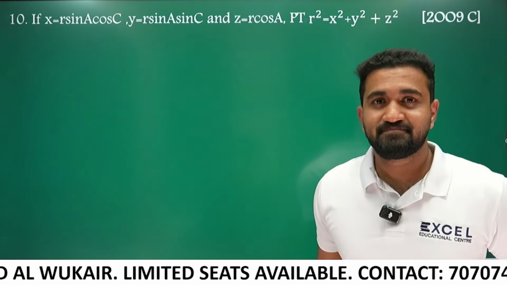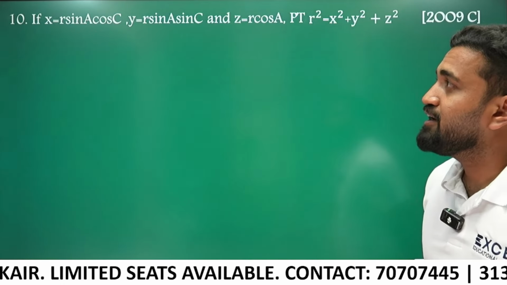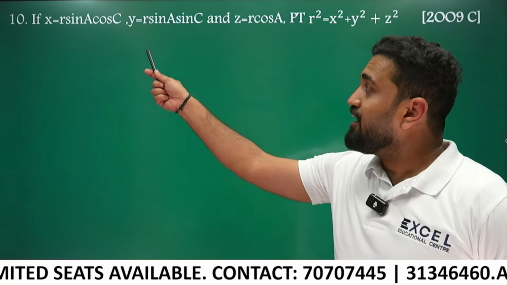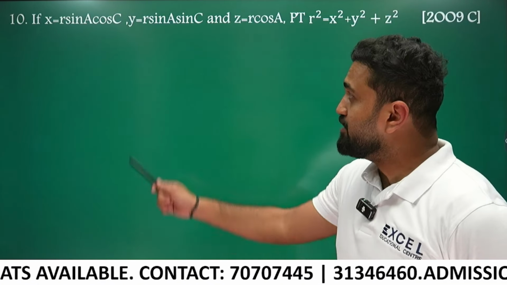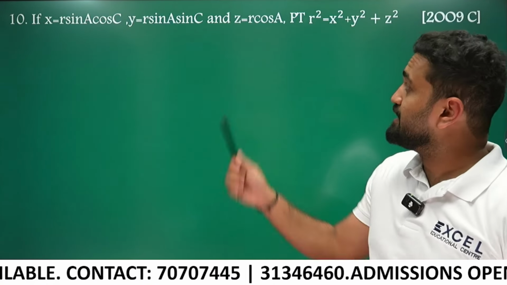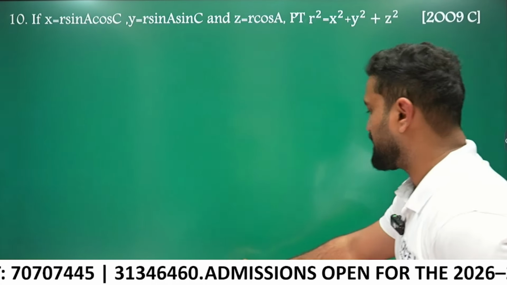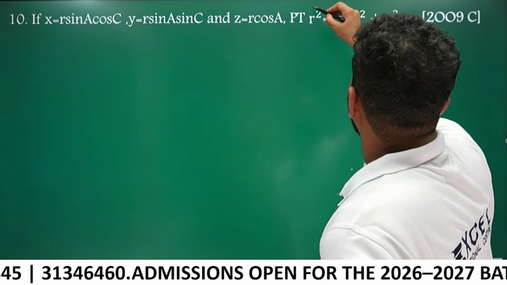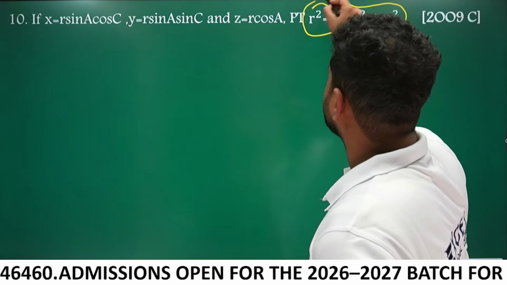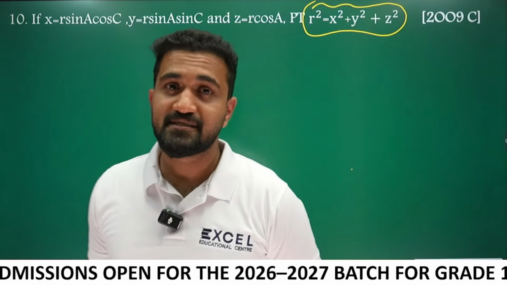Question number 10. If the value of x is equal to r sine A cos C, the value of y is r sine A sin C, the value of z is equal to r cos A, then prove that the value of r square is equal to x square plus y square plus z square.